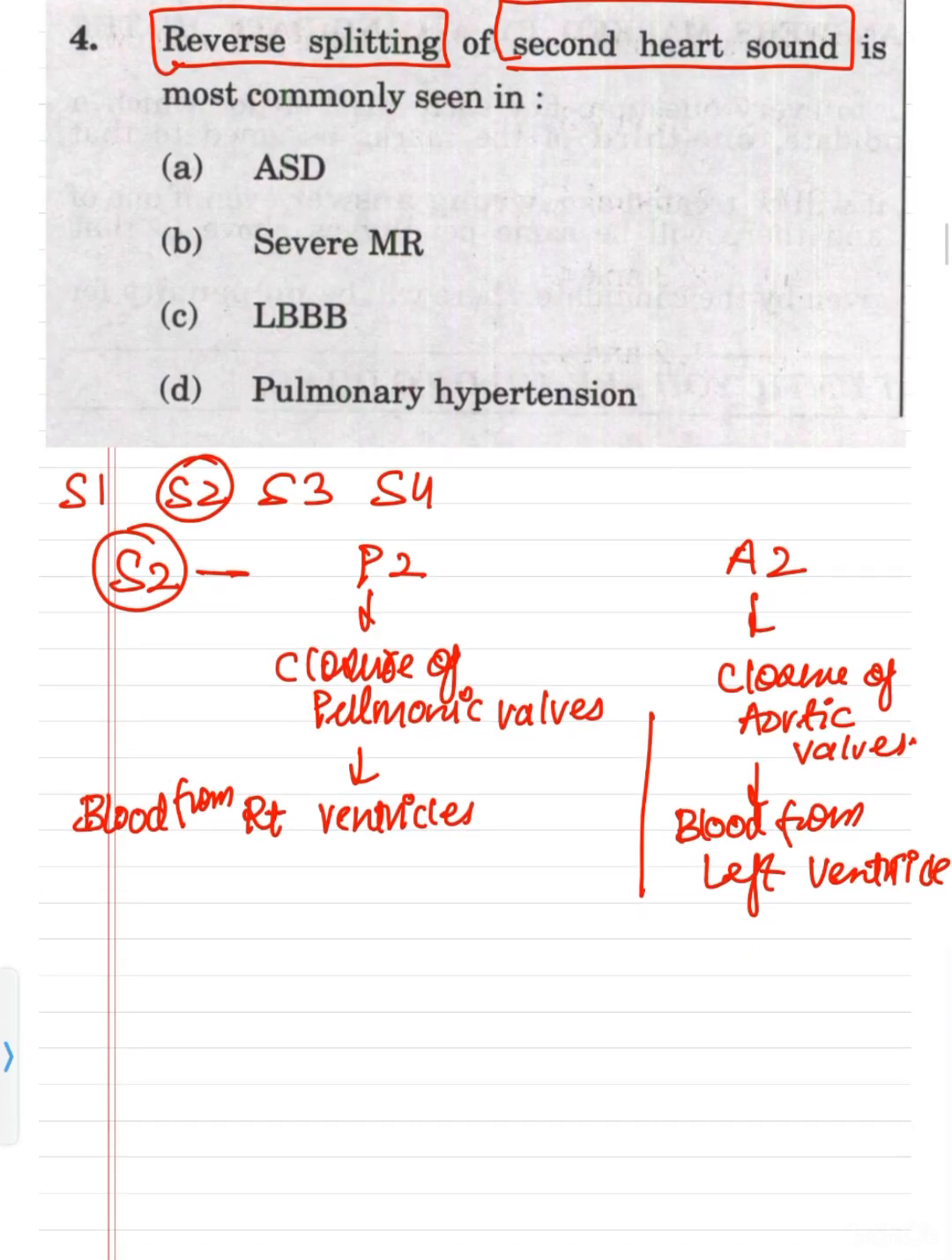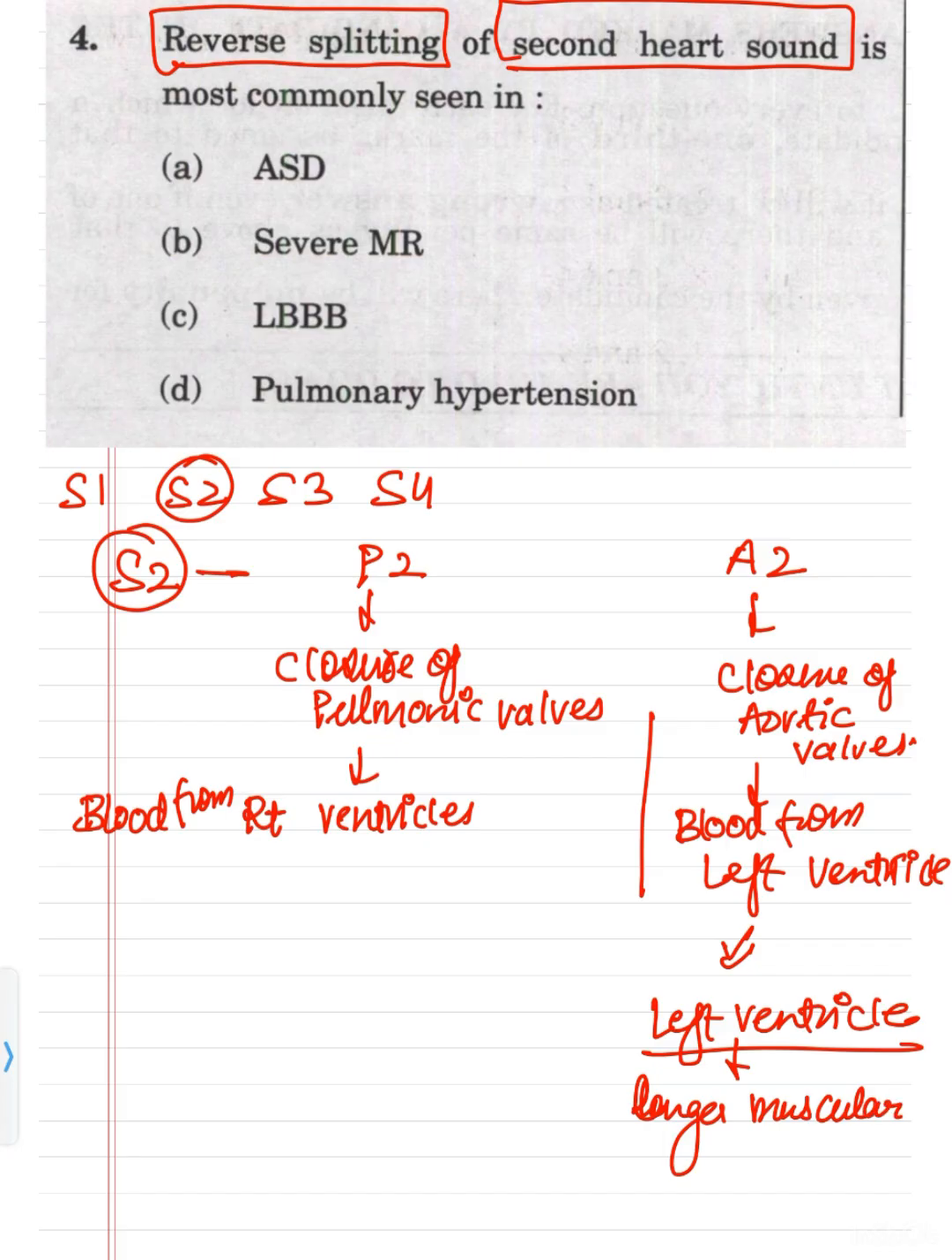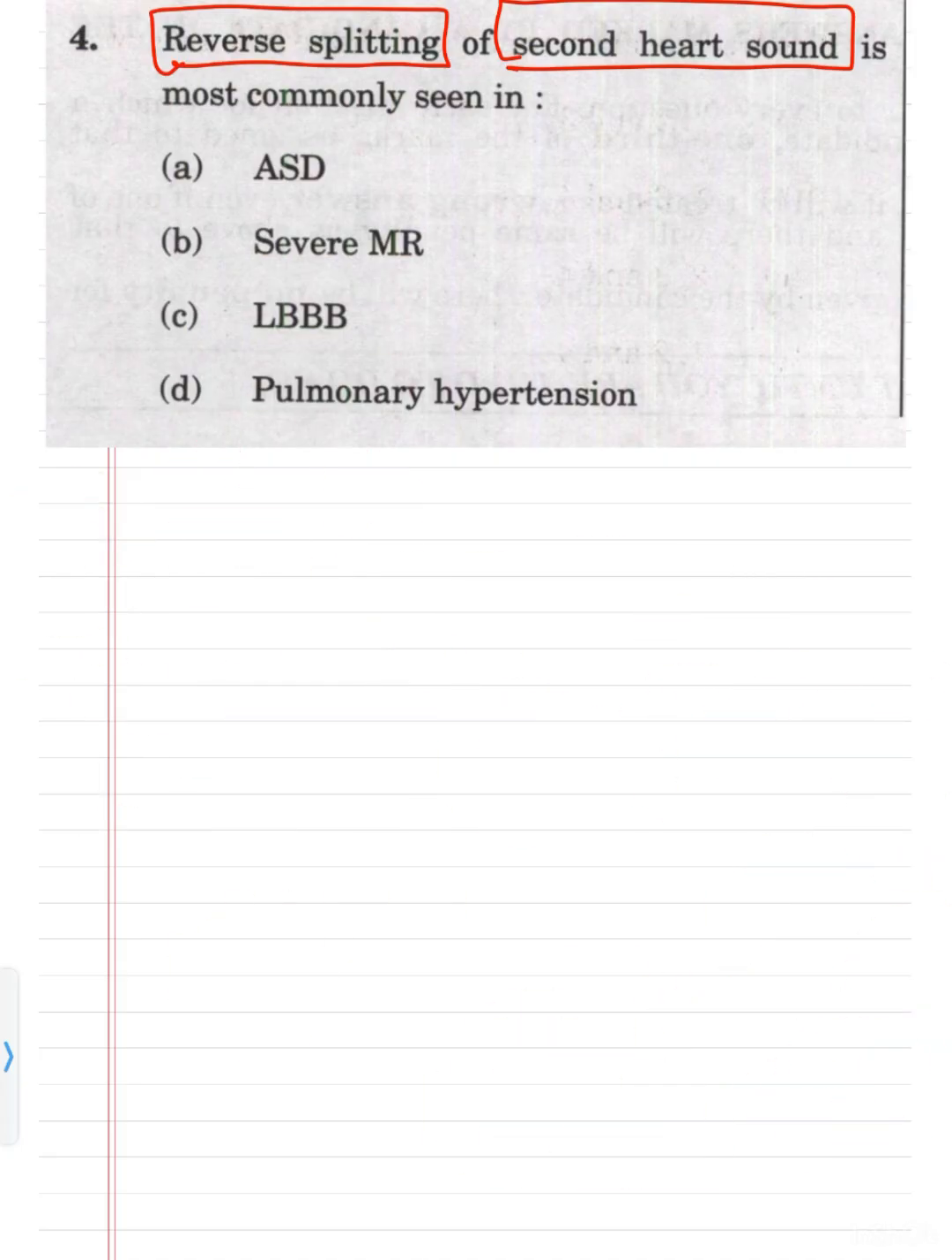Now normally, of P2 and A2, which will occur earlier? It will be A2. Why? Because the left ventricle has greater musculature in comparison to the right ventricle. So the blood from the left ventricle will be finished first and then from the right ventricle. So normally A2 will come first, then P2. There will be the S1 sound, and in the S2 sound there will be first A2 and then P2.